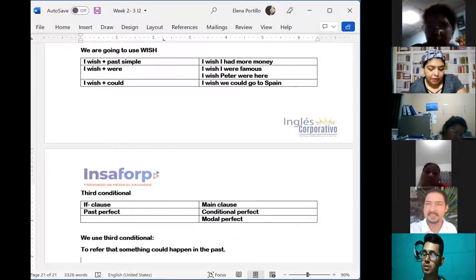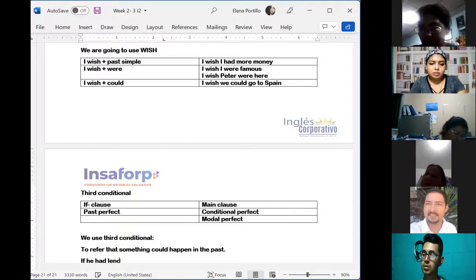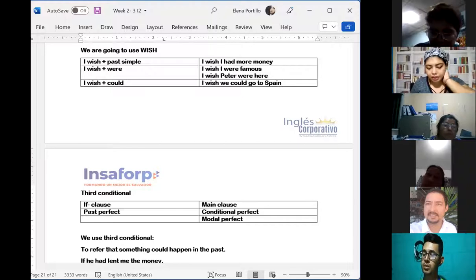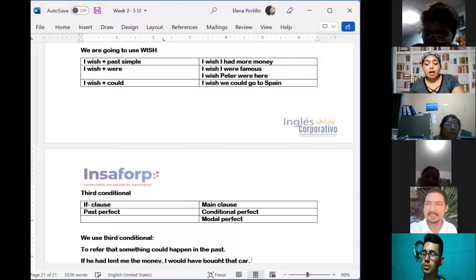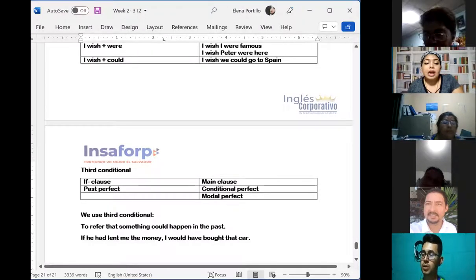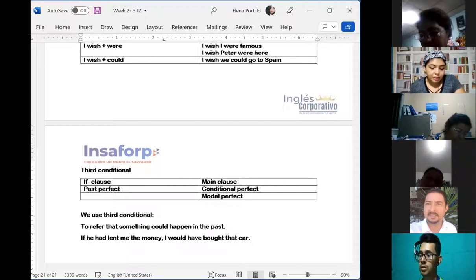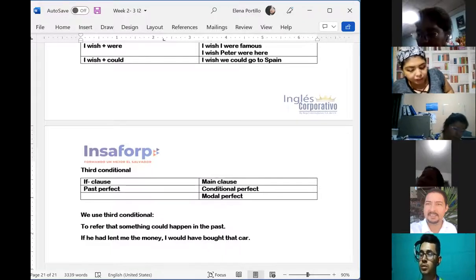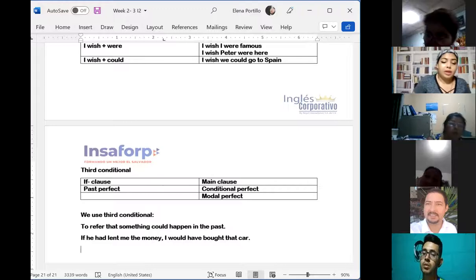And we have the example. If he had lent me the money, I would have bought that car. Si me hubiera dejado el dinero, habría comprado ese coche. But it's something that didn't happen in the past. To express how we imagine that something could have been if things had happened in a different way.